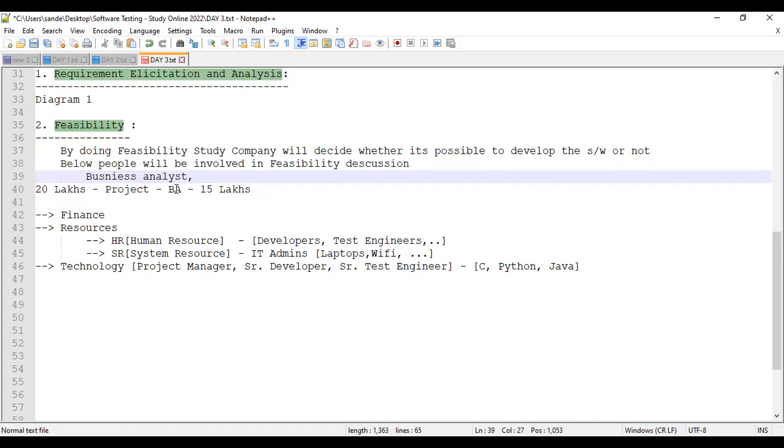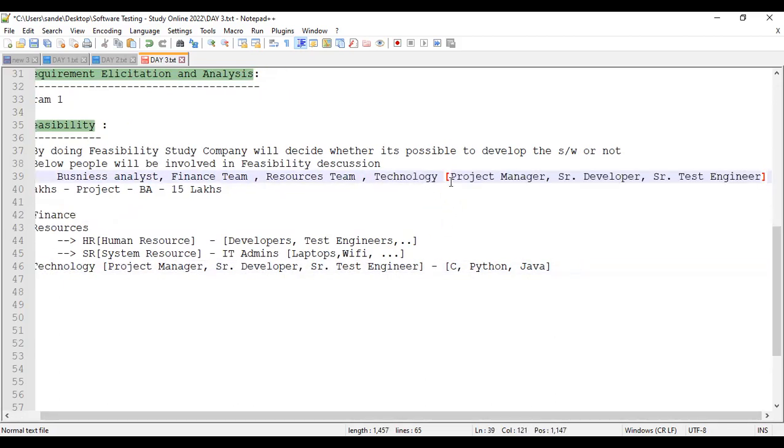Next, who should be there, sir? Finance team should be there. Finance team. Next, resources team. It includes both human resource as well as system resource. I have just written resources team. Next, technology team. Technology team means these people will come into picture. I can just tell technology team.